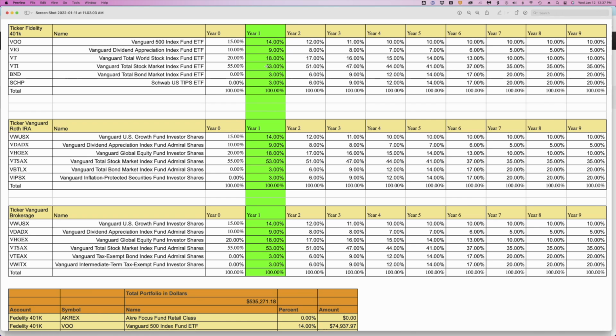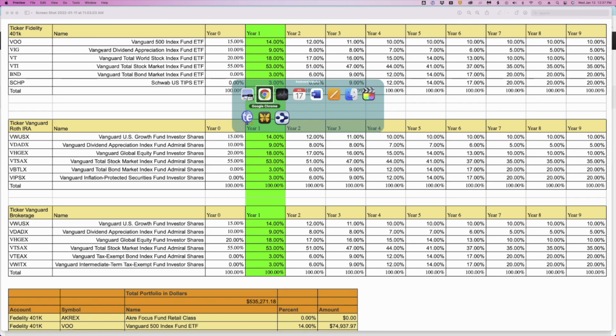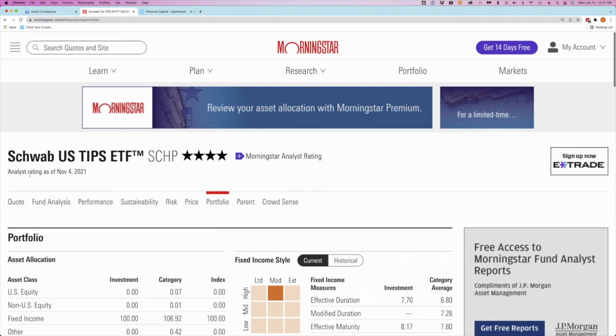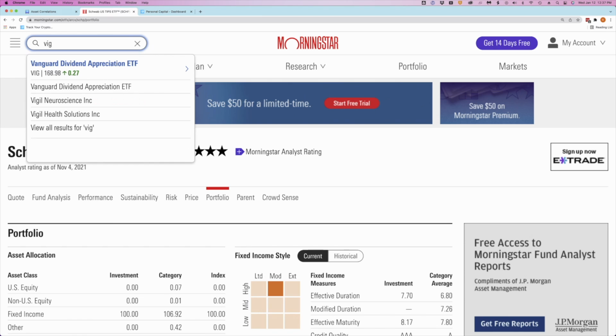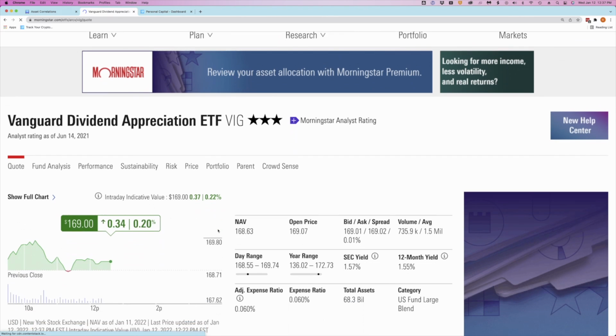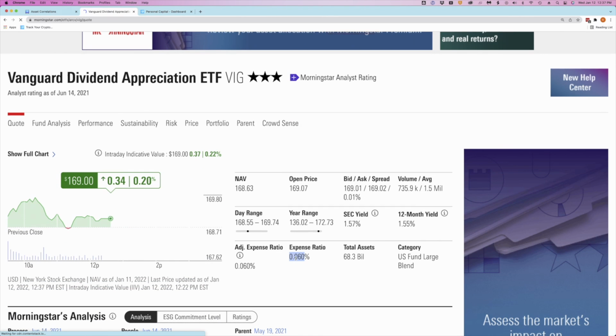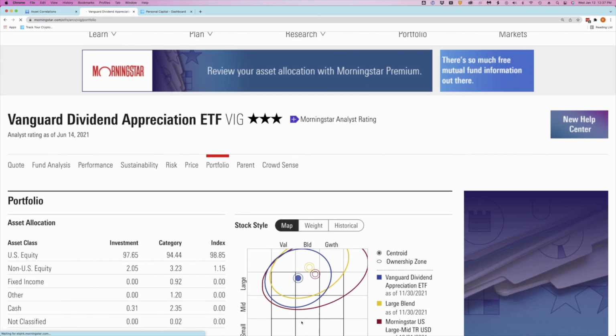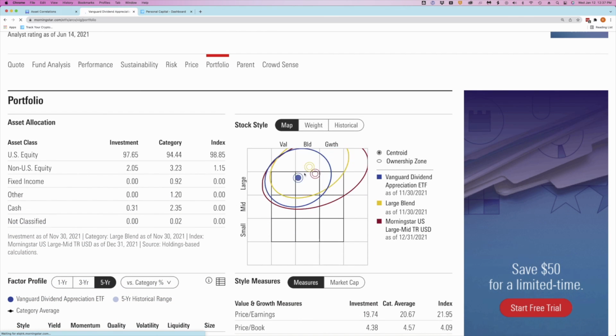Now, that analysis, I think, is easy with VU and VTI, but it gets a little more interesting when you think about VIG, which is not an S&P 500. It's a dividend appreciation fund. So we can take a look at it. We're going to first go over to Morningstar, type in the ticker, and remember what we do. Same thing. I want to look at those expenses. 6 bips, as they like to say. Good, good, good. What about the portfolio? Well, when we look at it, it's still in the blend.